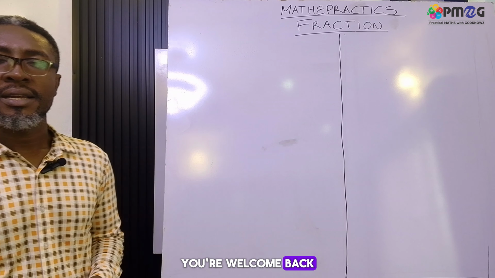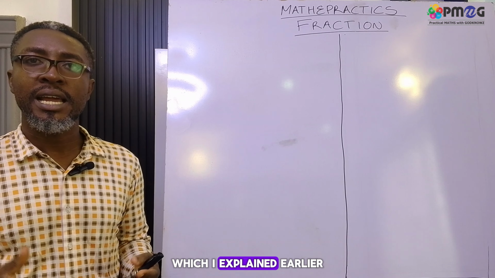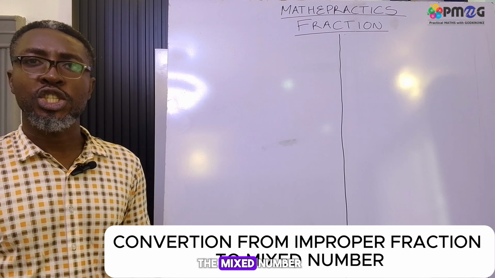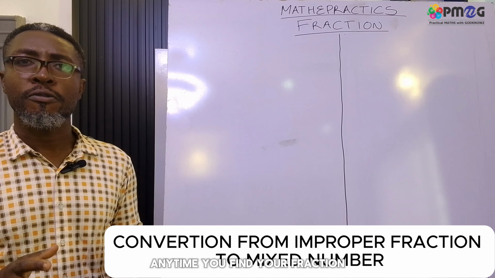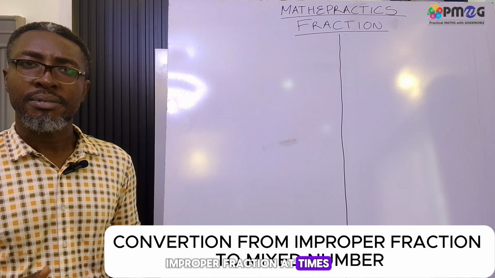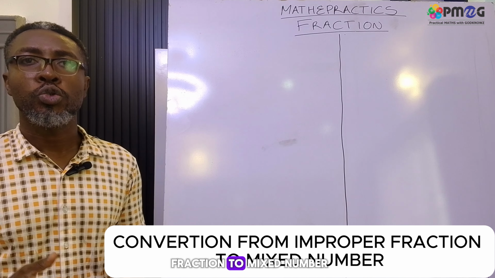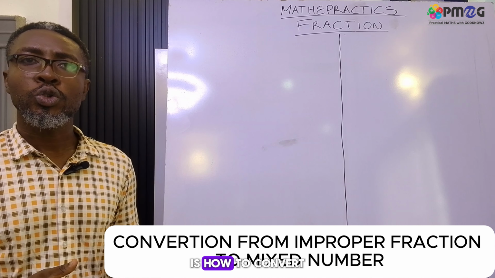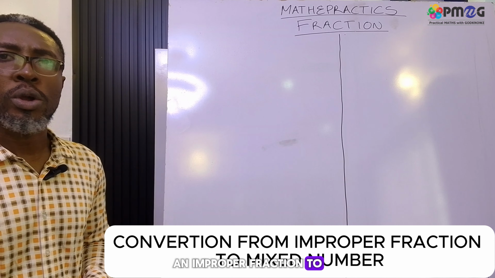You're all welcome back. Now, having understood the types of fractions which I explained earlier as the proper fraction, the improper fraction, and the mixed number, for the improper fraction, anytime you find your fraction is an improper fraction, at times it is always good to convert it to a mixed number. The first thing we're going to be learning is how to convert or how to change an improper fraction to a mixed number.